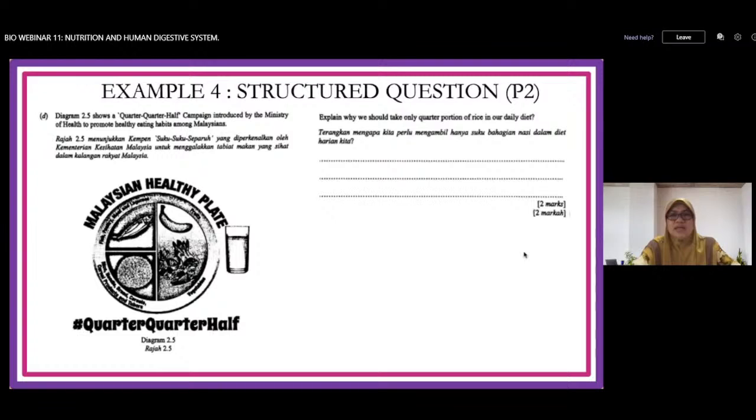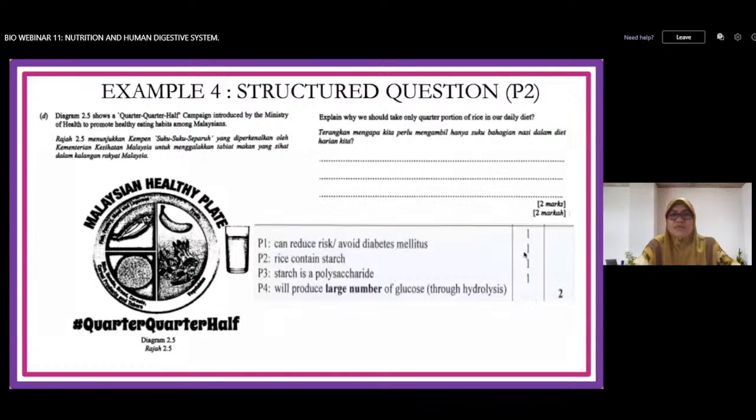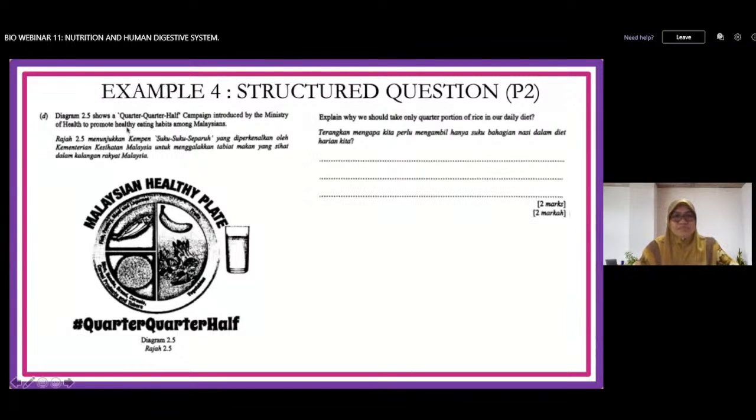Okay, next satu lagi soalan. Okay, cikgu tunjuk jawapan, sorry. Soalan gambar rajah yang sama. Explain why we should take only a quarter portion of rice in our daily diet. Kenapa kita kena ambil nasi ni suku je, bukan separuh? Okay, kenapa tu? Cikgu tunggu jawapan lah ya.